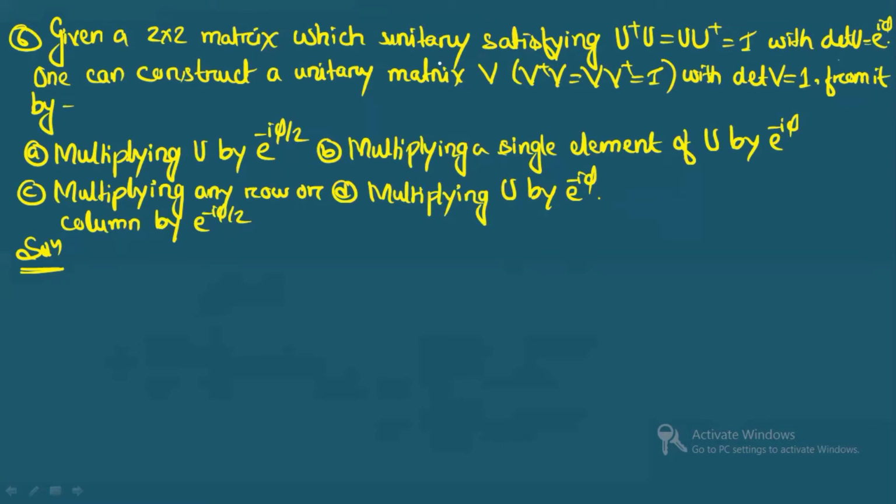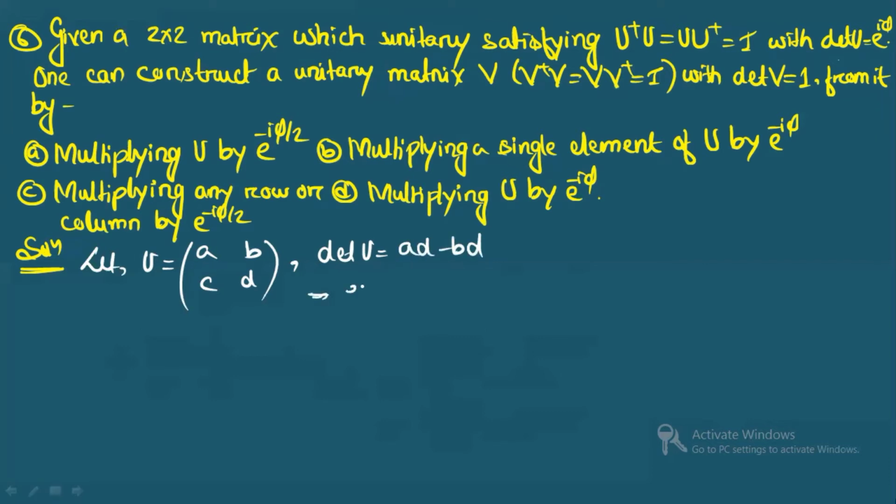So a 2 cross 2 matrix is given to you, which is U, and it is a unitary matrix. So if I consider U to be a unitary matrix, a 2 cross 2 matrix, it's A, B, C, D. In the question, the determinant of U is e to the power iφ. So from here the determinant will be AD minus BC, and you can write e to the power iφ equals AD minus BC, because it is given to you.